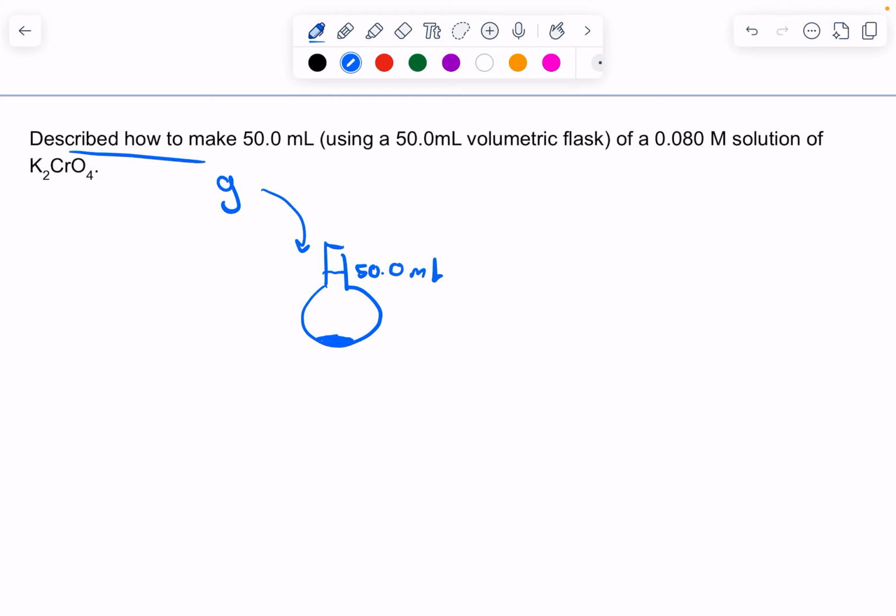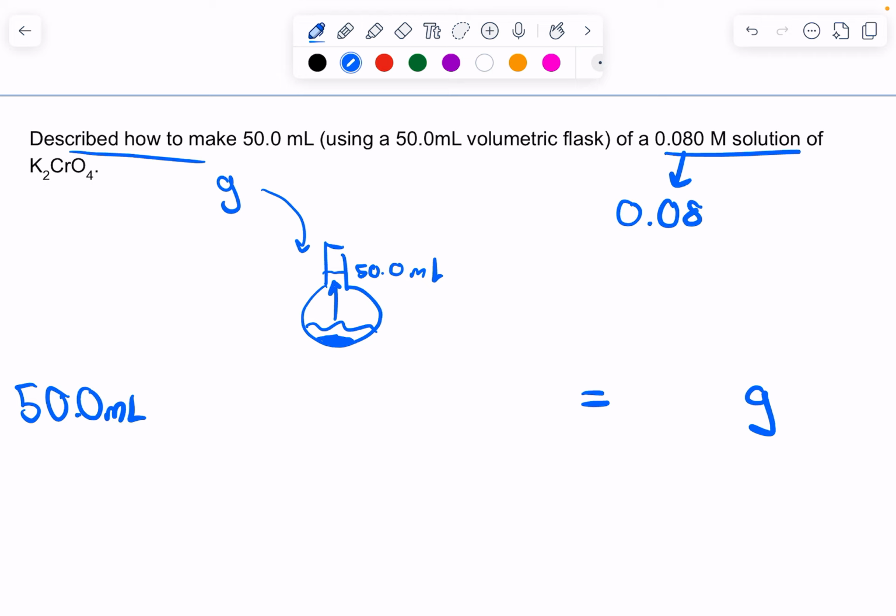So here's our grams of potassium chromate. We mix it together with some water, and then we fill up the rest of the water to the line. So that's the description. What we really need to figure out is how many grams of that we need to put in there. So here's our conversion factor, here's the unit we're trying to get to, and here's the thing we're starting with. For molarity, the conversion factor is 0.08 moles of the solute, so potassium chromate in this case, per 1 liter solution.